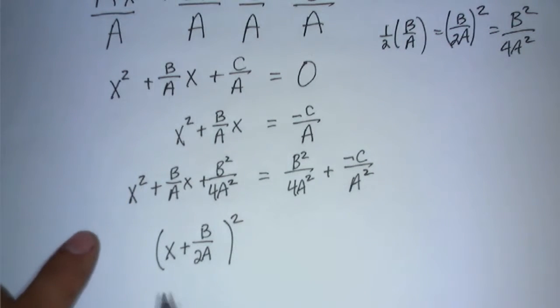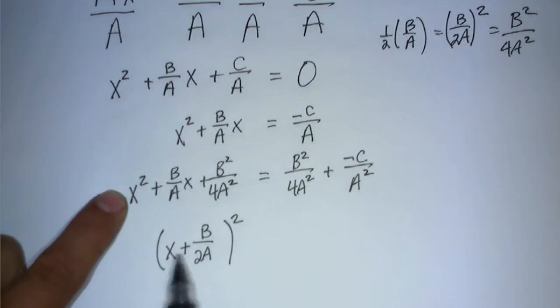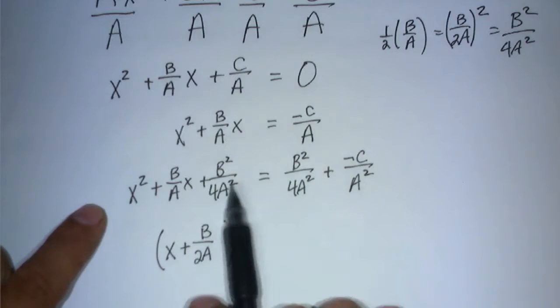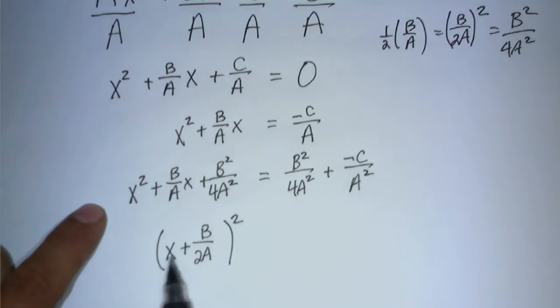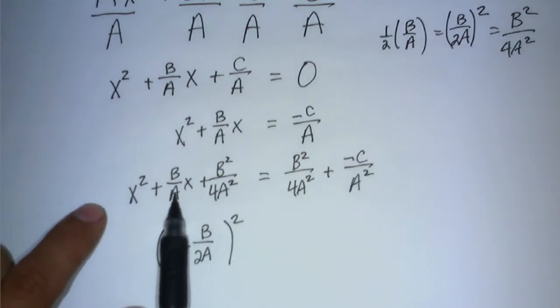Let's show that. Well, the first term squared is x squared. This term squared is b squared over 4a squared. If we multiply these two together, we get xb over 2a. And if we double that, all it does is get rid of the 2 in the bottom, because double a half is 1. So if we multiply these two together and double it, we get b over a x.